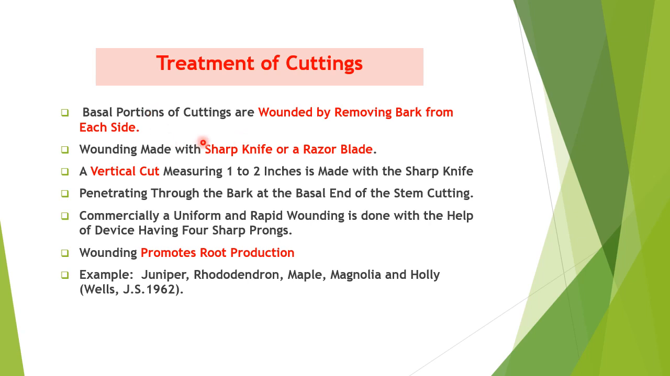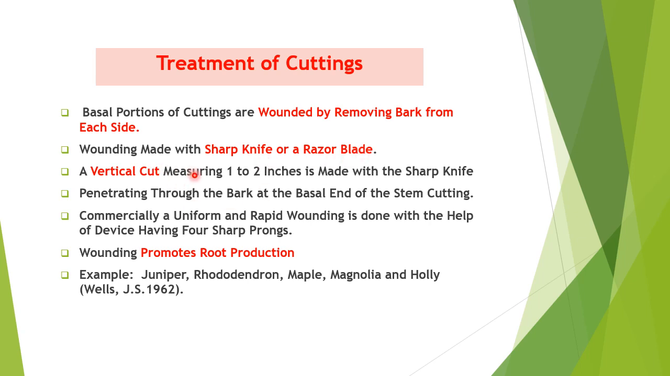There is a treatment that can start. The basal portion of the cuttings is wounded by removing bark from each side. So this is before the callus formation. Before you put them, you can also treat the cuttings, which will facilitate root formation. You are wounding by removing the bark from each side. Wounding is made with a sharp knife or a razor blade.